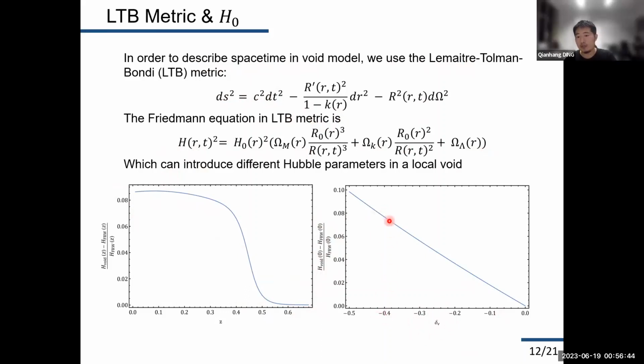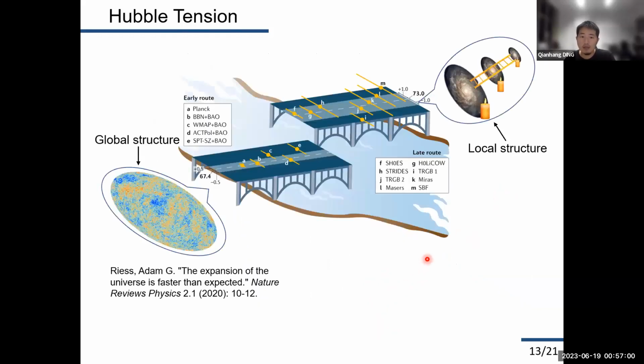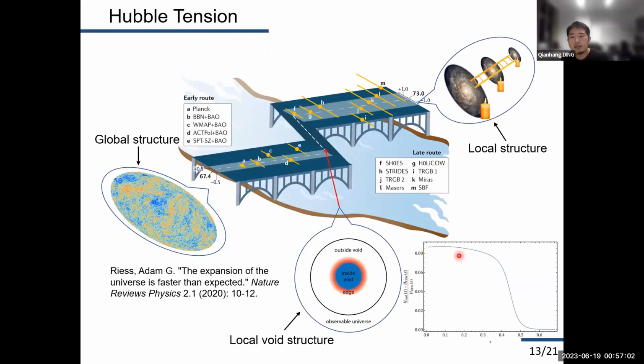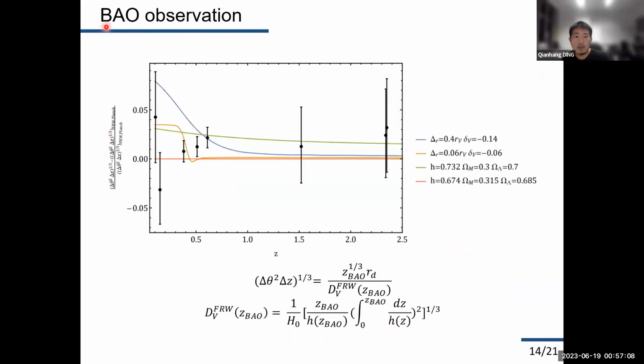If you want to solve the Hubble tension, the void depth should be around minus 0.4, which means the matter density contrast between the inside and outside of the void is 40%. However, such a deep void is strongly constrained by observations, such as the BAO observation. We use this BAO observable to constrain the void profile.